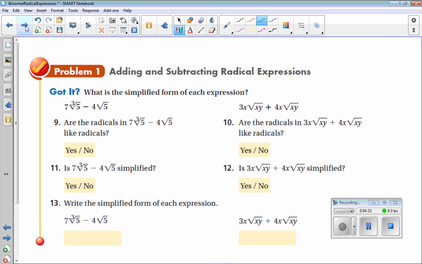Okay? So let's look at this first example here. I'm going to highlight it. You don't need to write it down right now. I just want you to look at it. Can I combine those radicals?